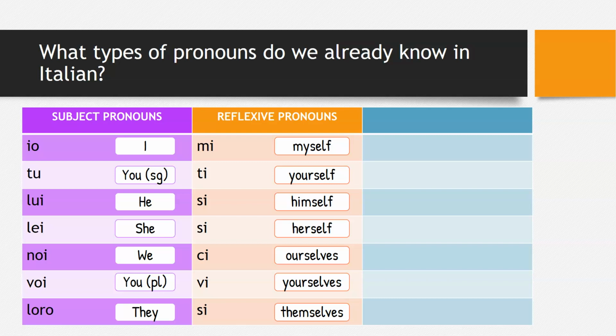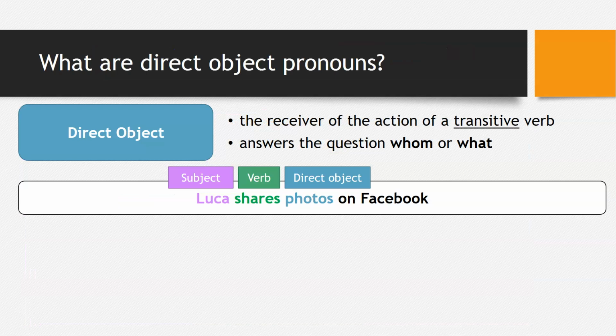So let's then add direct object pronouns. So what is a direct object? Well, the direct object is the receiver of the action of a transitive verb. It answers the question whom or what. It makes more sense when you look at it in a sentence. So Luca shares photos on Facebook. Luca is the subject, the person doing the action. The receiver of the action in this case is photos. It is what is being shared by Luca. Okay? It answers the question what. What is Luca sharing? Luca shares photos.